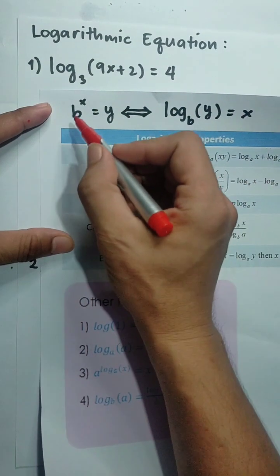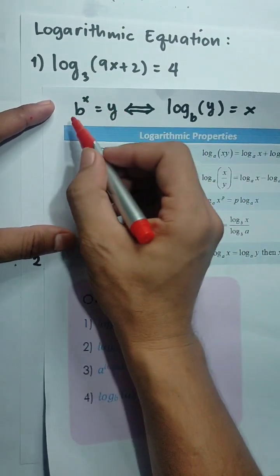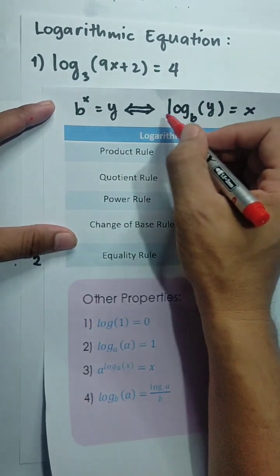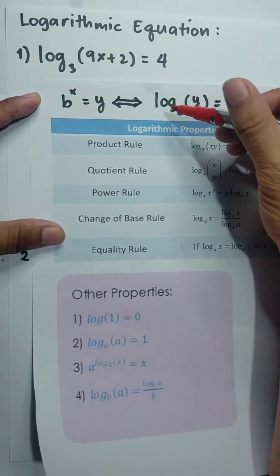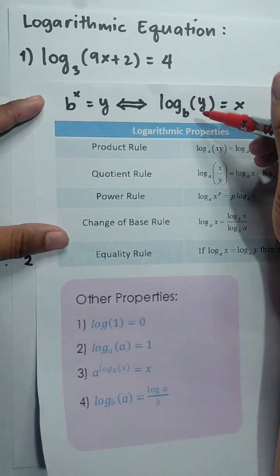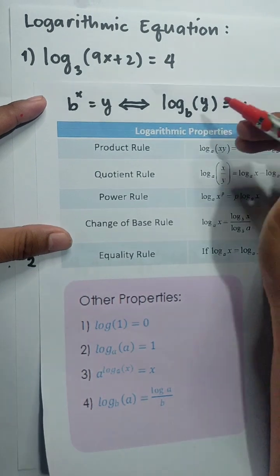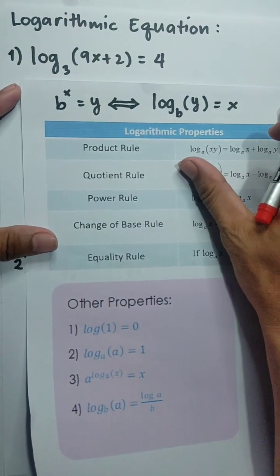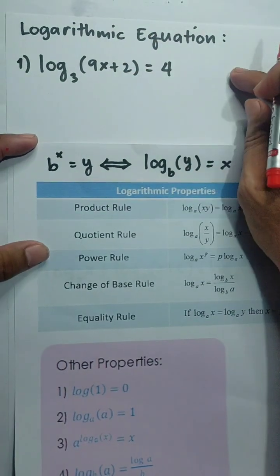If we have the exponential equation b to the x equals y, b is the base and x the exponent. That is, if and only if, the same as log base b of y equals x. So the value of the logarithm is the exponent of our exponential equation. Let's apply this and write it as an exponential equation.